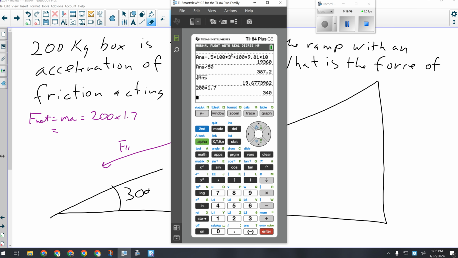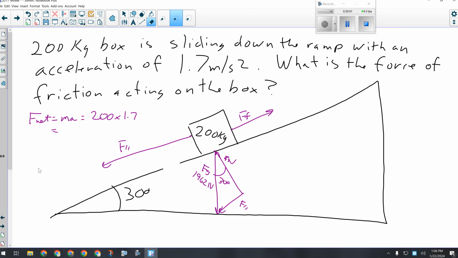All right, so my net force is 340 newtons, and that is down the ramp, because it does tell me it's going down the ramp. That means that that is the vector sum of F parallel and the force of friction, because they are the two forces acting here. So if I can find F parallel, which I can, it's the opposite side of that triangle. So that'll be the sine of 30 times 1,962, which oddly enough will come out to 981 newtons.